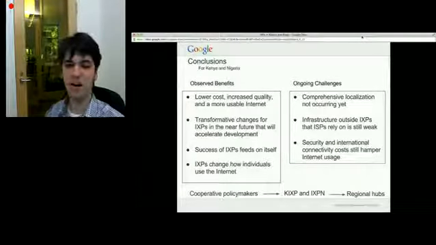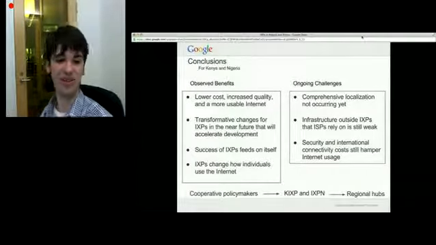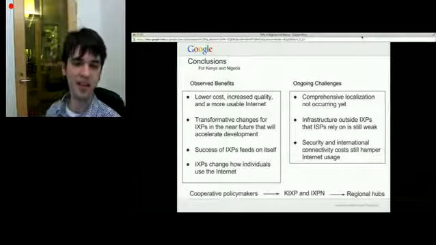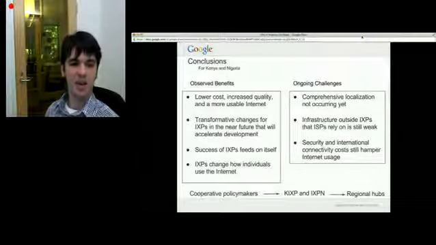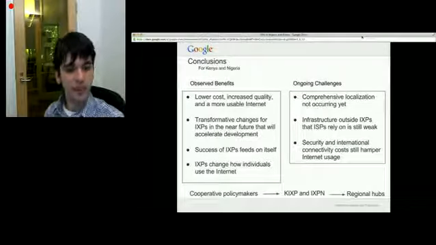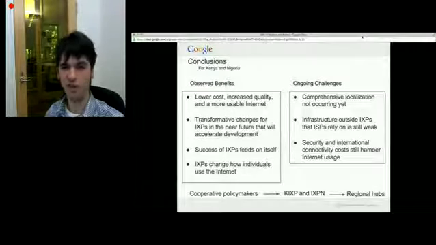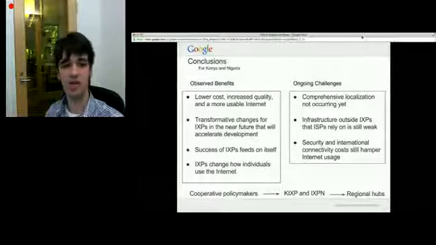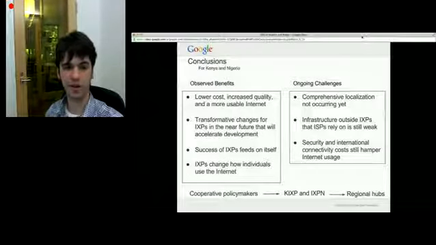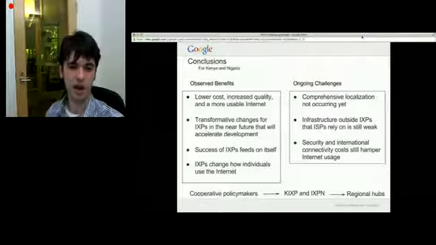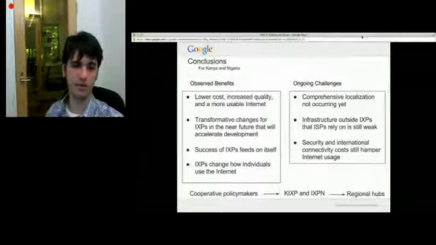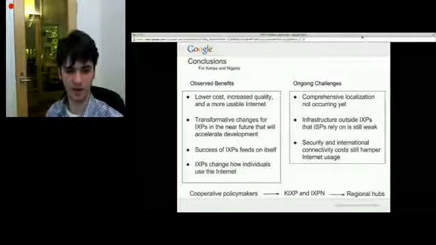So now we're on the conclusion slide. In this slide, what we really want to point out is that there are many observed benefits of adopting an IXP and a smart strategy about how to balance domestic traffic and international traffic. Lower cost is one, increased quality is another, a more usable internet is yet another, and transformative changes for IXPs in the near future will accelerate their development and the development of the internet in their given countries.